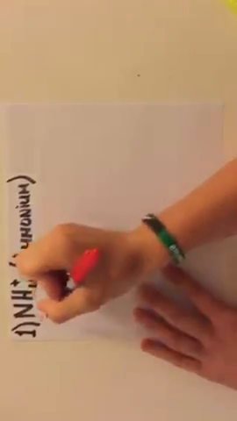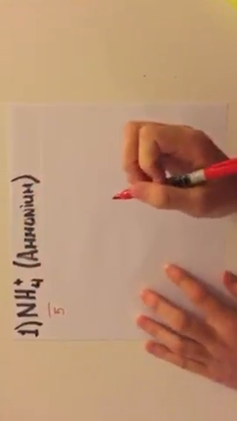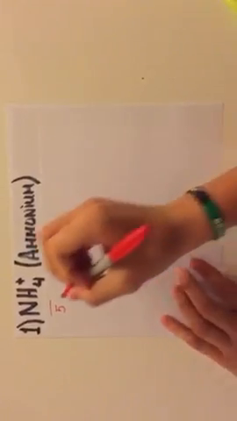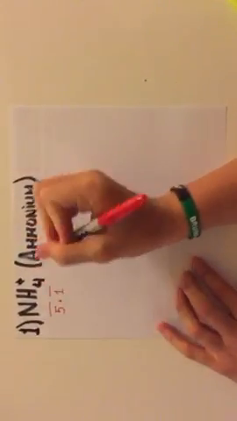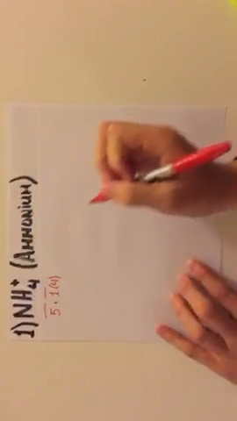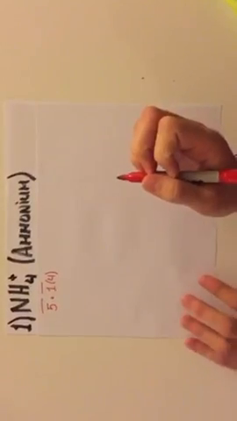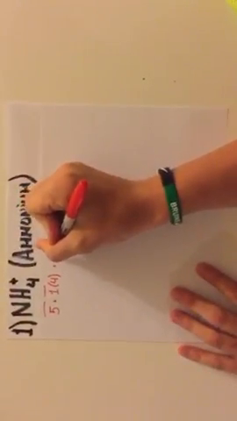So we're going to draw the Lewis dot structure for an ammonium ion. Our first step is to count the valence electrons for the ion. There's one nitrogen, which has 5 valence electrons, and then hydrogen has only 1. But there are 4 hydrogens, so we multiply 1 by 4. So that gives us 8.